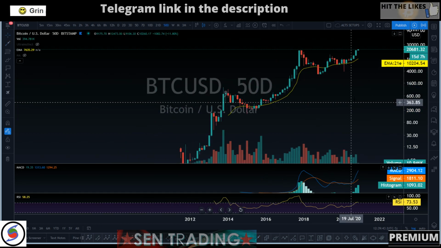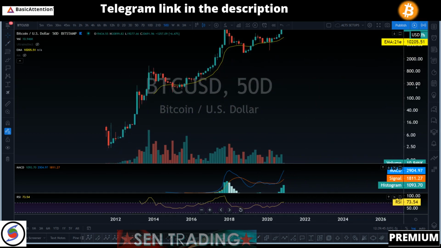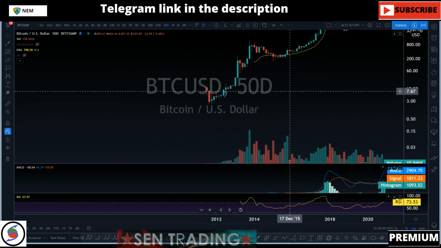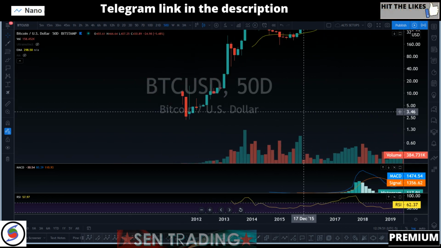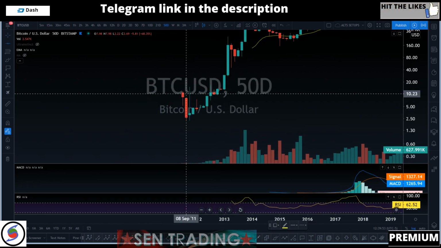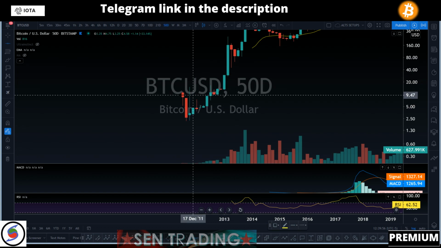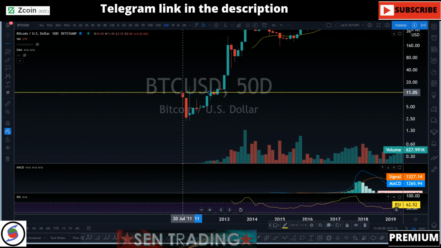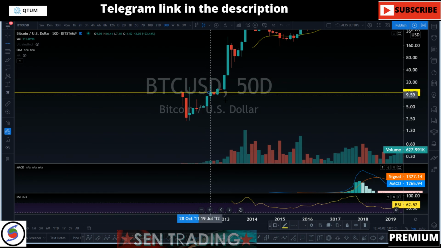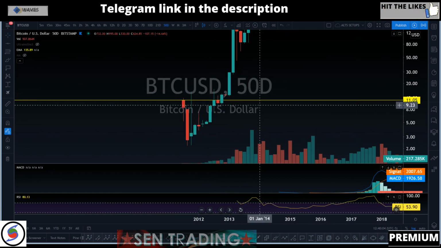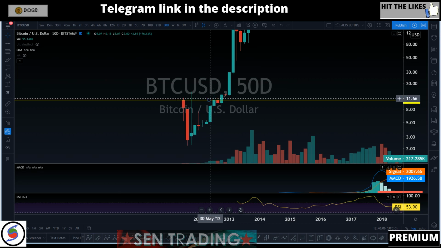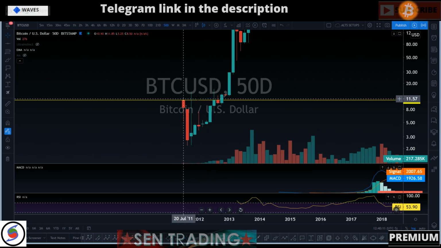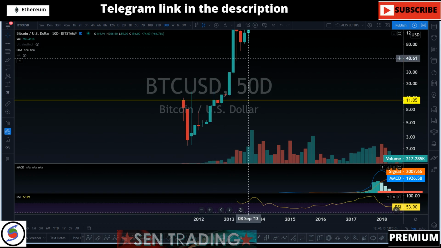But this one is going to be different. So as you can see back in 2011 right there, as soon as we close above the all-time high, which was just about $10, you can see it faced a massive resistance at the all-time high, based on our closing basis. Bang. As soon as we close above it, it just took off.